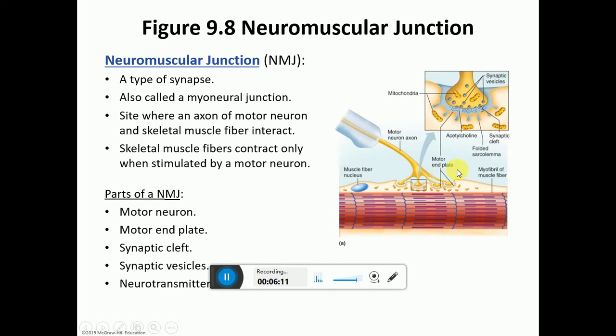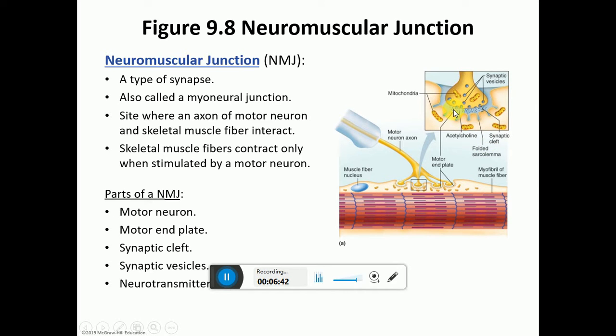So you can see here, this is the junction between the motor neuron and the skeletal muscle fiber on the other end. That is known as a neuromuscular junction. You can also call it a myoneural junction, so either way is correct. And that is a synapse, or a meeting between a nerve and the skeletal muscle. So we'll try to break down the parts of the neuromuscular junction, and this is a bigger picture of it in order to see it.